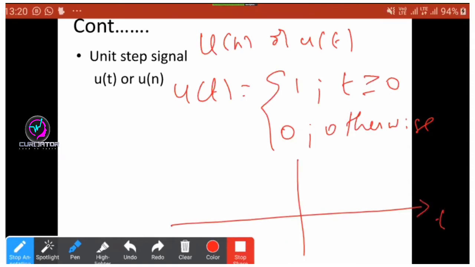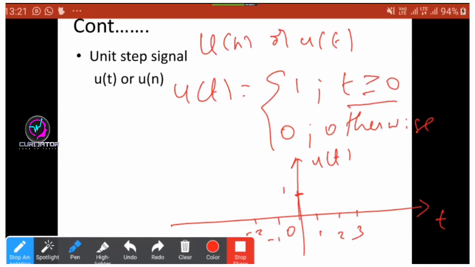On the x-axis I will mark it as t. This is 0 and this is u of t. This is 1, this is 1, 2, 3. Here it is -1, -2. Okay. Now I'm trying to plot the graph of u of t. Here we have a condition for t greater than or equal to 0. We have u of t's value as 1 for all values of t greater than or equal to 0. So we can start from 0.